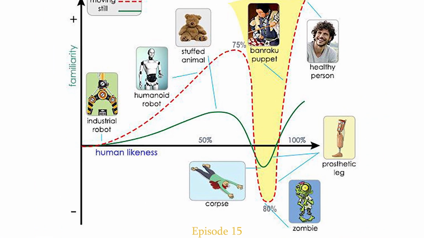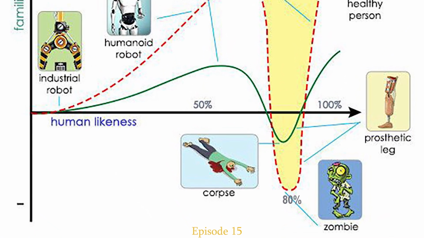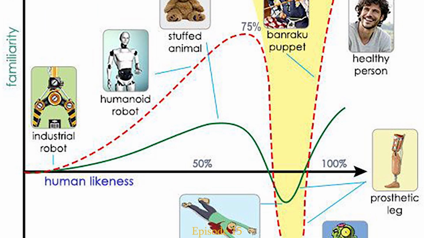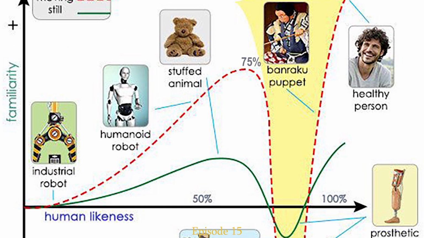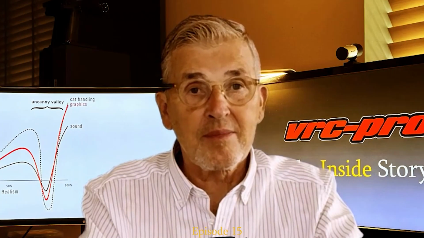At the end of the previous episode, I asked if you had any idea of what the uncanny valley theory is about. In this episode, I will explain why it was so relevant for the V4 development process and the success of VRC-Pro. Back in 2007, my son Tim introduced me to a concept that is critical for anyone building a simulator. It is called the uncanny valley.